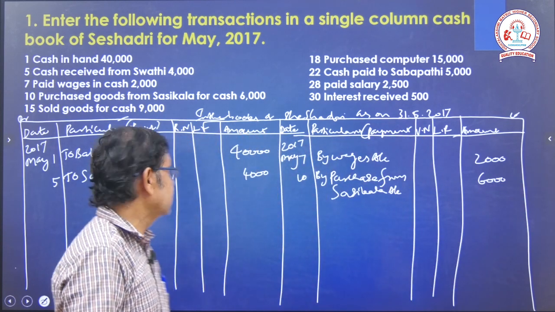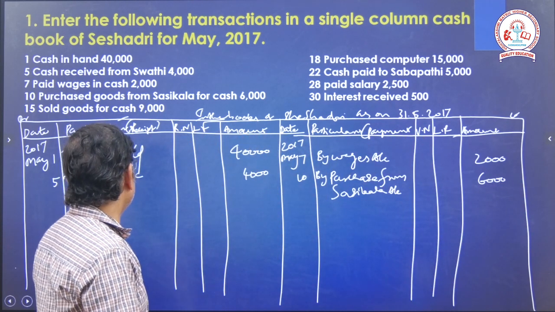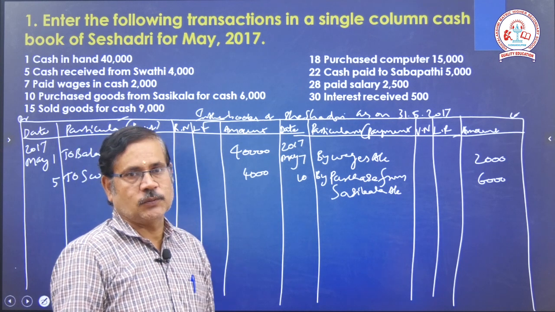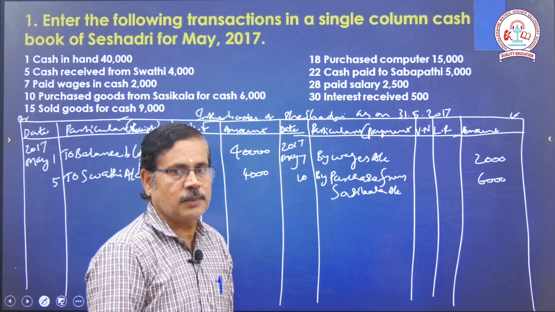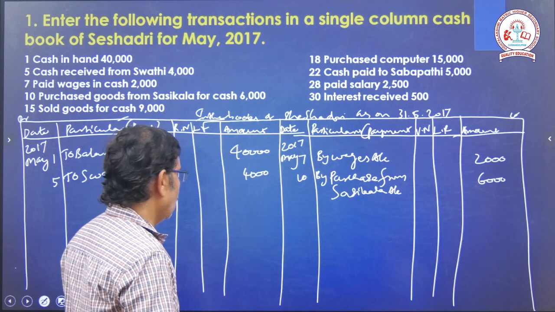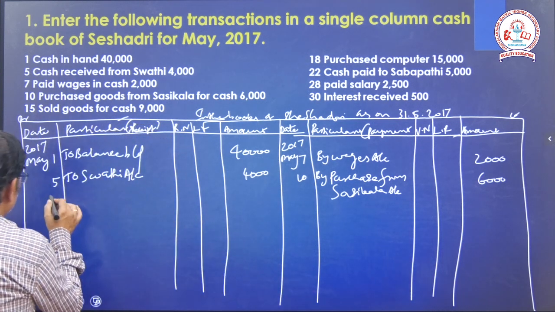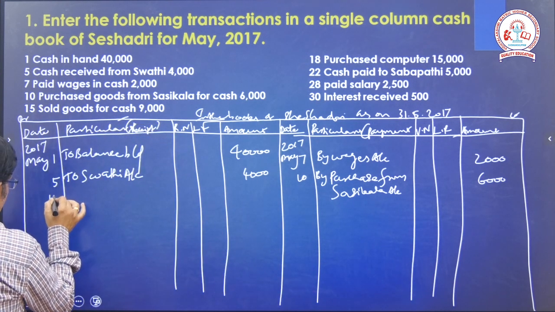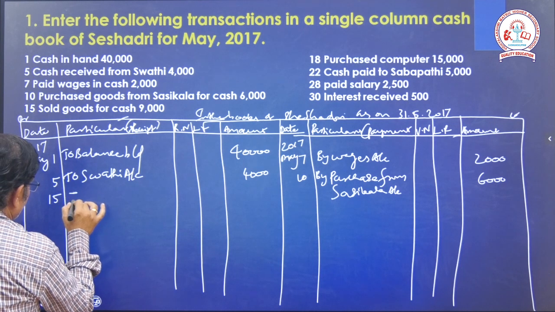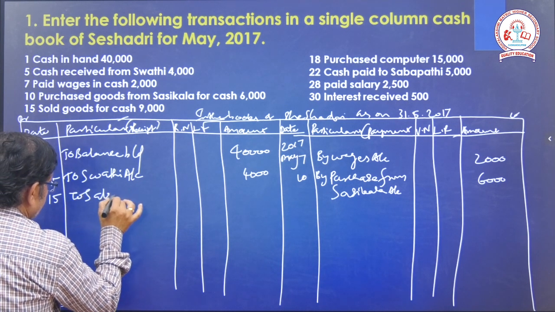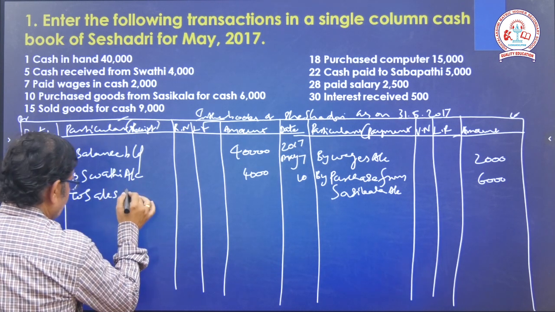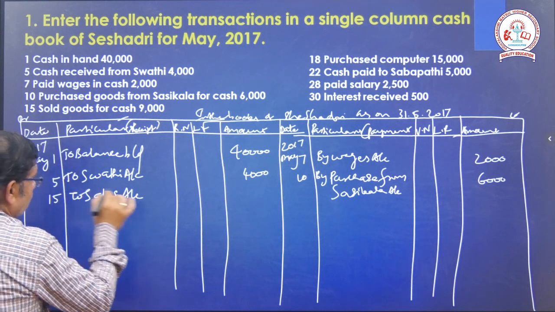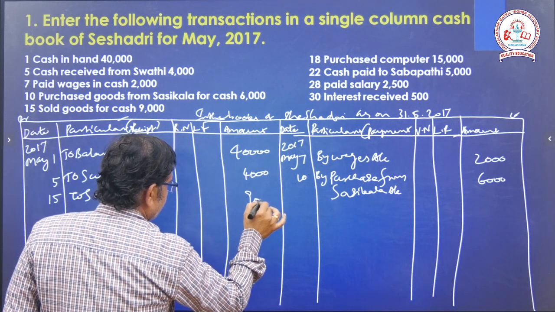Next, we will go for the entry, sold goods for cash, rupees 9,000. Sold goods, so we are receiving the amount. It goes to the receipt side. Write the name here, to sales account, and write the amount in the amount column, 9,000.